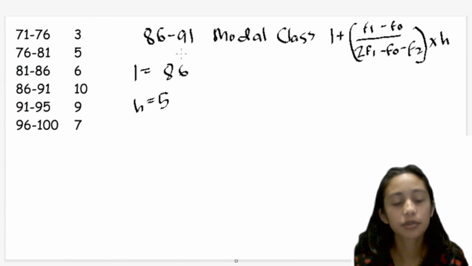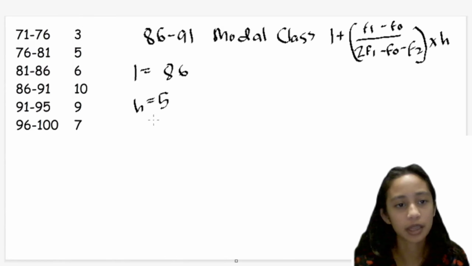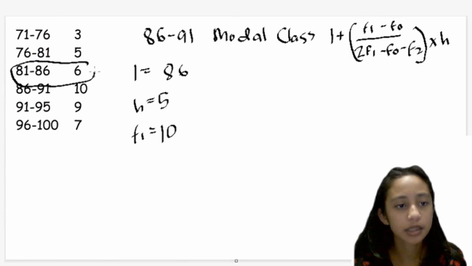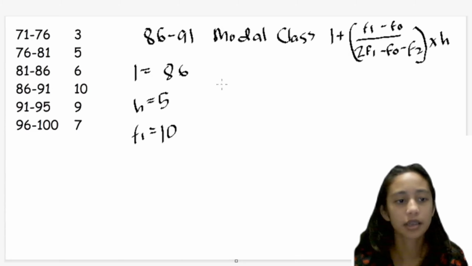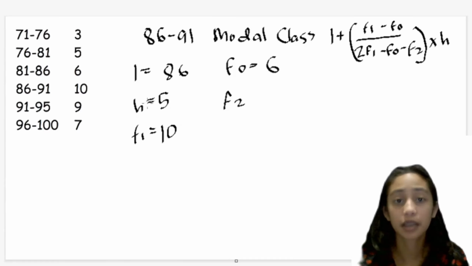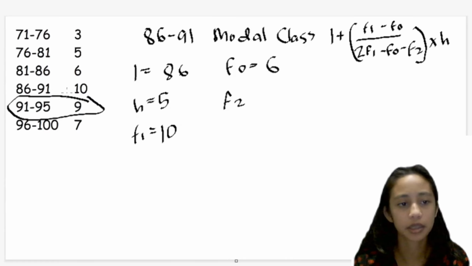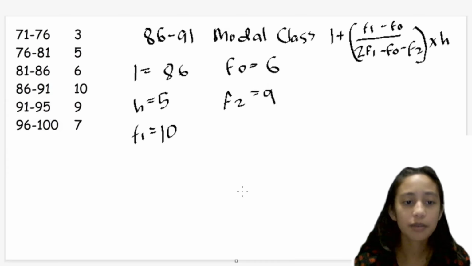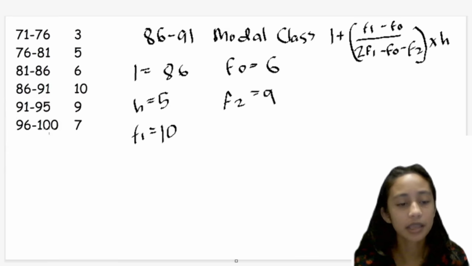So F1 stands for the frequency of our modal class, so 86 and 91, 10 students got it, so F1 equals 10, and here we have F0, that is the class preceding the modal class, so that's 81 and 86, and F0 stands for 6. And finally we have F2, which is basically the class that's after the modal class, so 91 to 95, frequency is 9. So let's put all these together and finally calculate it.